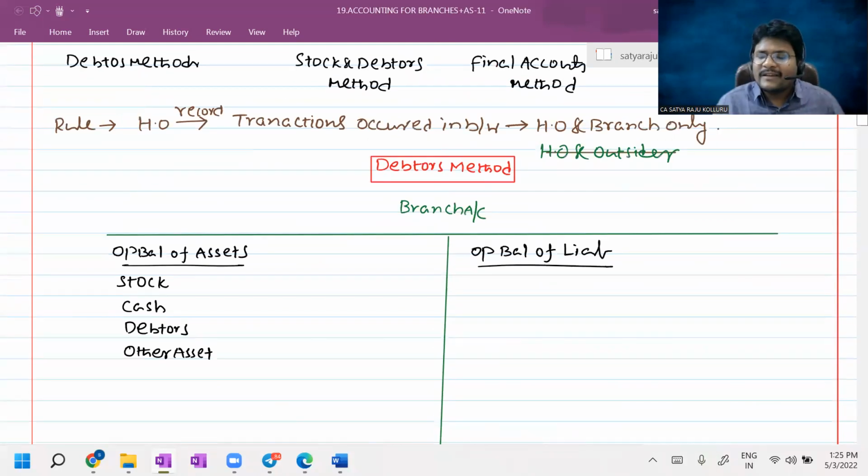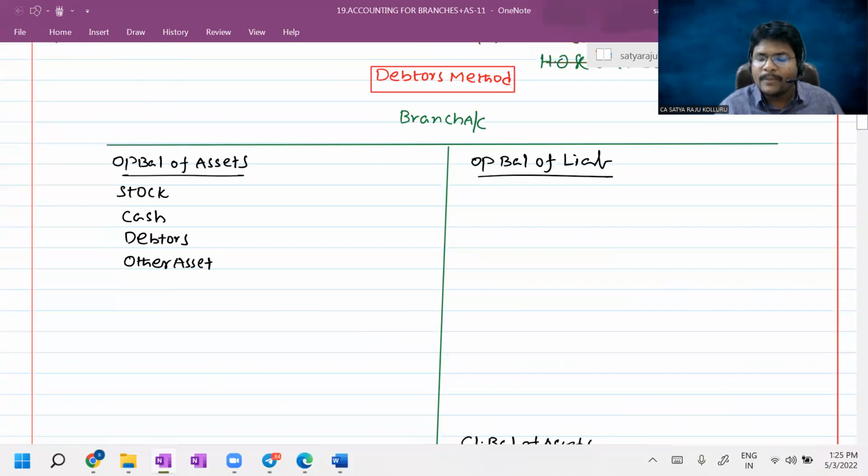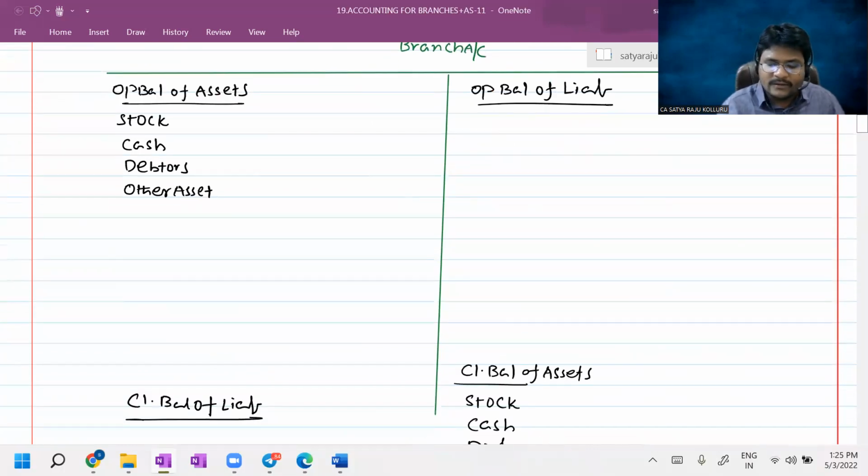Sir, after this, what should I write, sir? If goods are sent by head office to the branch, then we need to record it. In case of the debtors method, transactions entered in between head office and branch only we are going to record. Any transactions entered in between head office and outsider we are not going to record. Sir, if goods are sent by head office to the branch, what is the journal entry, sir? The journal entry is Branch Account debit, to Goods Sent to Branch Account.